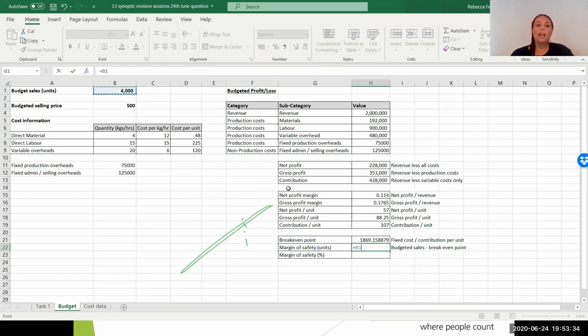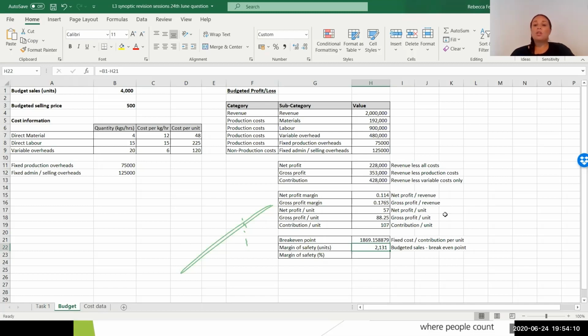So as a lot of people have written in the chat box already, which is great, my budgeted sales is up here in B1. So I expected to sell 4,000 units. And my break-even point I've just calculated, which is in the cell above, which is H21, which is 1,869 units. So remember, your margin of safety is how many units you expect to sell above that break-even point. So really how many units you'll be making profit for. And you'll see that we expect to sell 2,131 above our break-even point. So that's how many we can go down.